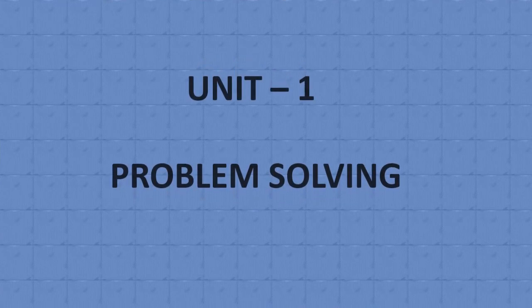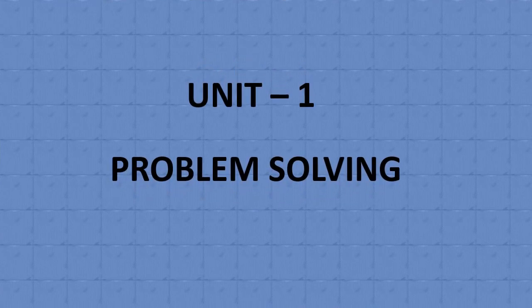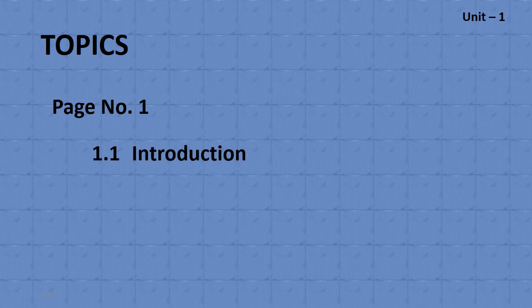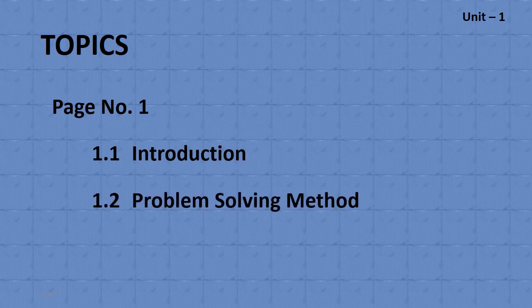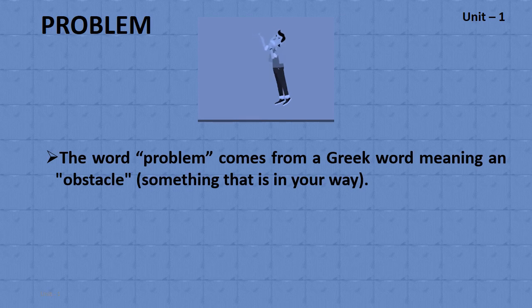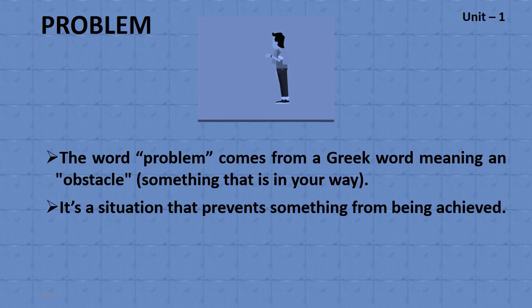Let's begin unit number 1, problem solving. Topics that we will do today are from page number 1 of your textbook, Introduction and Problem Solving Method. Every day we face many problems. The word problem comes from a Greek word meaning an obstacle, something that is in your way. It's a situation that prevents something from being achieved.